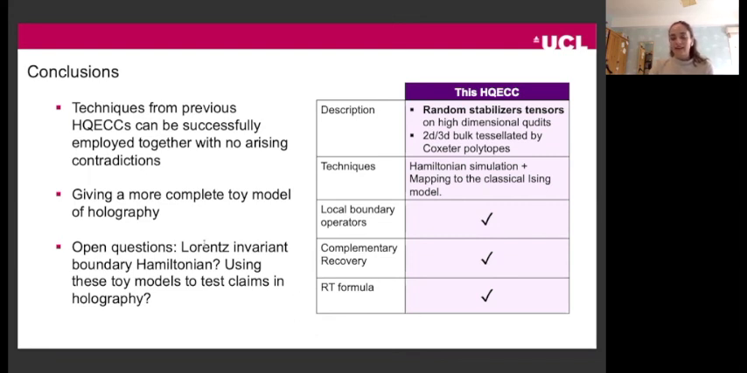Again, this is just one further step, and it's far from a complete model of AdS/CFT. For example, the Hamiltonian is still not Lorentz invariant, still not conformal field theory-like. But another direction to take this would be to use these toy models to test claims in holography. So if there's something we know to be true in AdS/CFT, are we able to get the same result using these toy models? And if not, why is that indicating that we need to include gravity, or that we need to just improve the models in some other way?